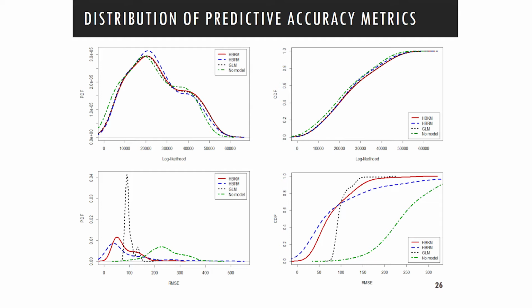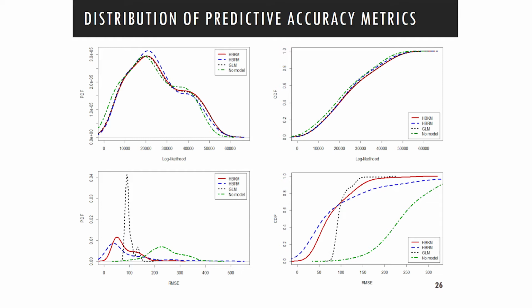So this is the PDF and the corresponding CDF of the log likelihood. And you can see, this was evident from the averages, that they're quite similar. However, for the root mean squared error, the distributions are quite different. And we saw that the averages also were quite different. So if you look at the PDF, we can see that this is the GLM here in the black dotted line. It's quite concentrated. There's not much spread, but it has a kind of a longer tail than many others.